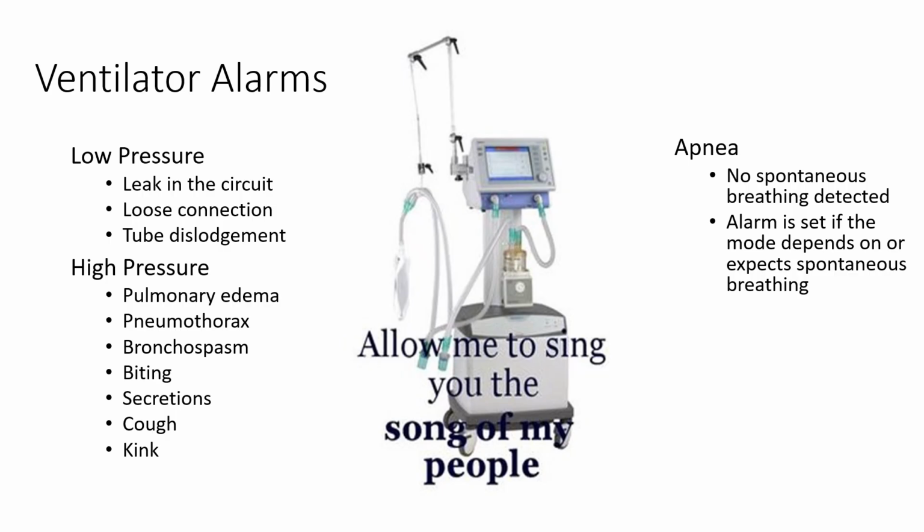Then you have your high pressure alarms, which are much more common and a nurse's worst nightmare. They're going to be caused by things such as pulmonary edema, a pneumo, a bronchospasm, and more commonly by patients biting on their ET tube, coughing, gagging. It can be caused by secretions causing an obstruction or a kink in the tubing.